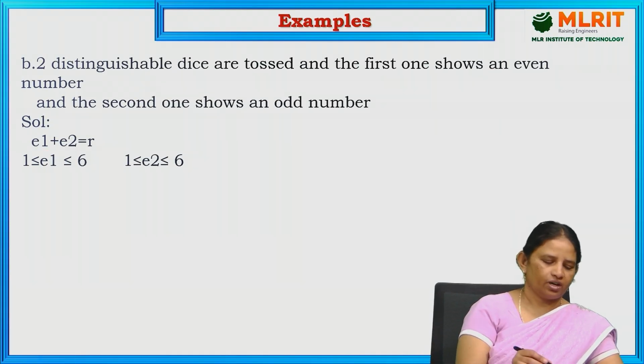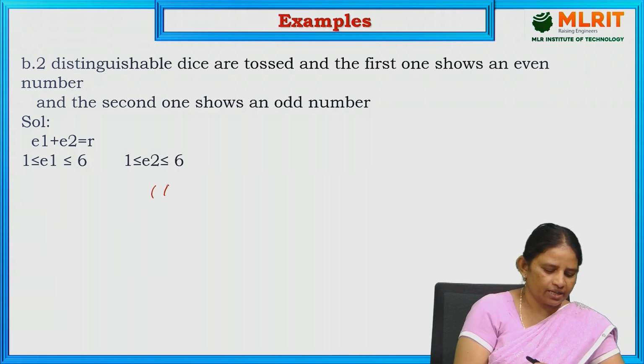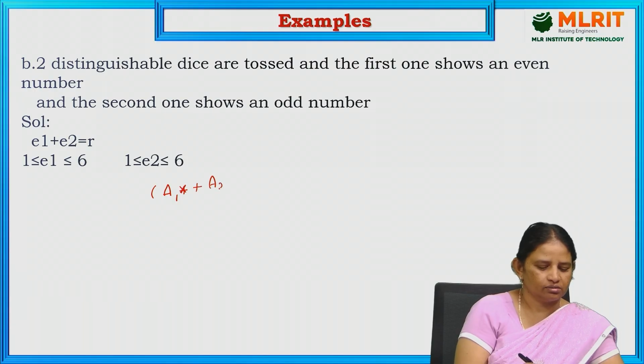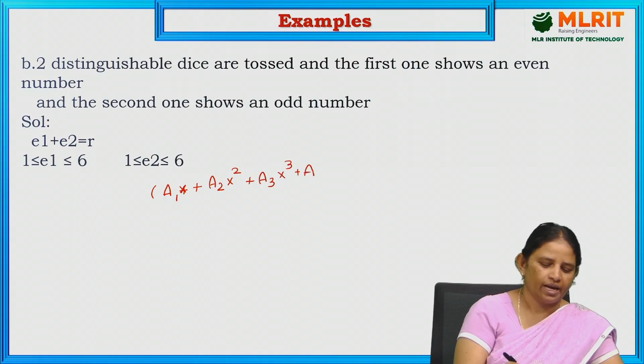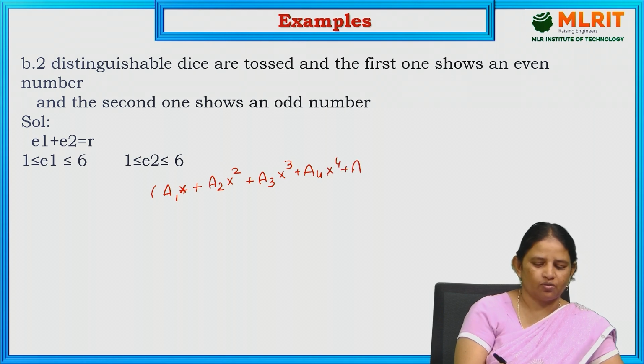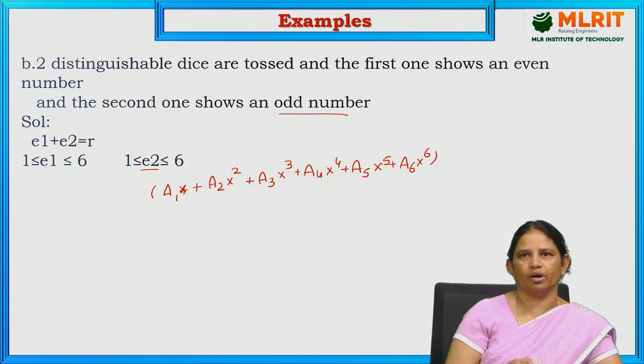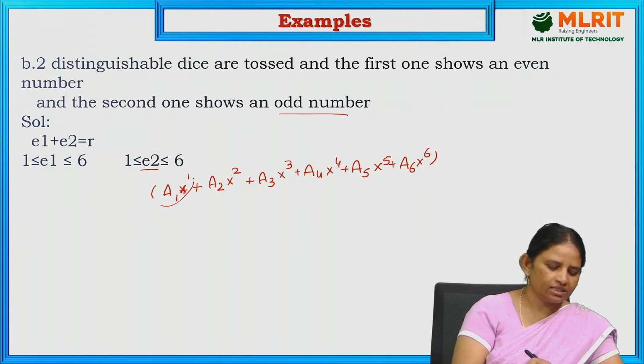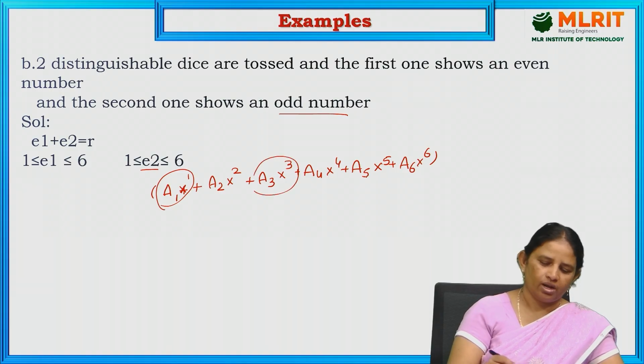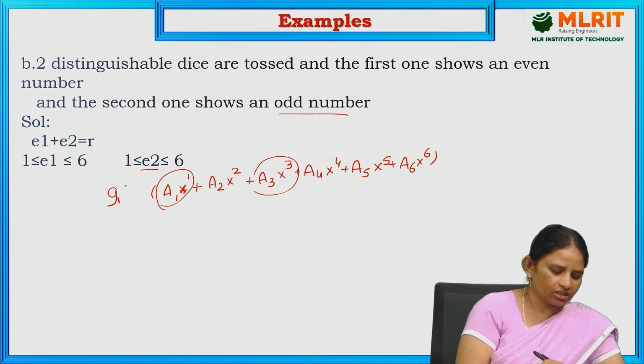Next, generating function. First die means 1 to 6. That means we need to consider a1x plus a2x square, a3x cube. e1 takes all values: x to the power of 1, x to the power of 3, x to the power of 4, x to the power of 5, x to the power of 6. That is the first die. The second die is in between 1 to 6 and the second one shows an odd number. That means odd powers: x to the power of 1, and in this term we need to consider 3 and 5. This is the first generating function, g1 of x.